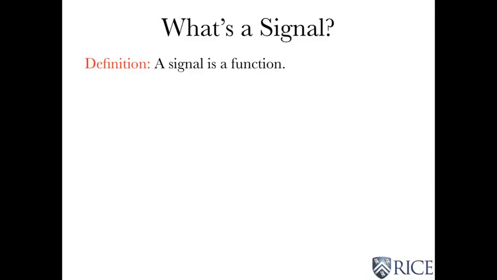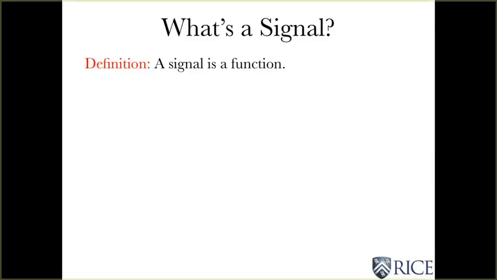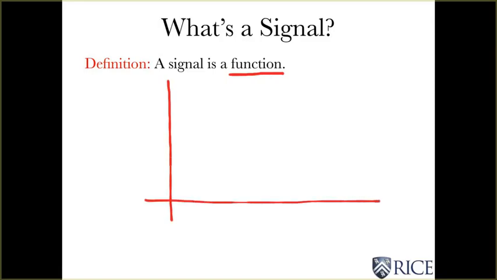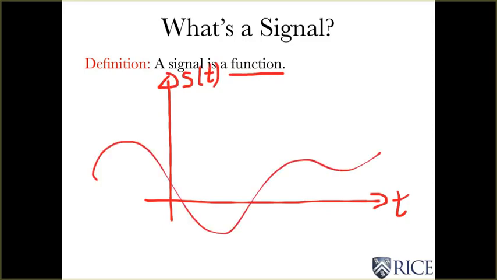So what's a signal? The definition of a signal is quite easy. It's a function. So anything you've learned about functions in calculus, you've already learned about signals. They're exactly the same thing. There's no difference. So I can plot a signal. Let's say we have a signal as a function of t, which I take to be time, and I'm going to call my signal s of t, and there it is. That's a signal. That's all there is to it. There's nothing more complicated about a signal than that.